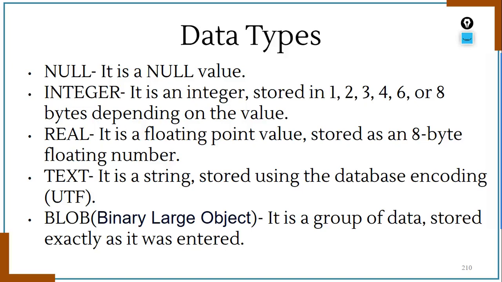First is null. Null means it will not store any value. Second, integer, which we are already aware of, and then real, which is nothing but floating point numbers. We also have text, which is nothing but a string. We can store textual information using the text data type. Then we have blob, which is a binary large object. It is a group of data stored exactly as it was entered. So whenever we want to store a group of data, at that time we can use this data type, that is blob.